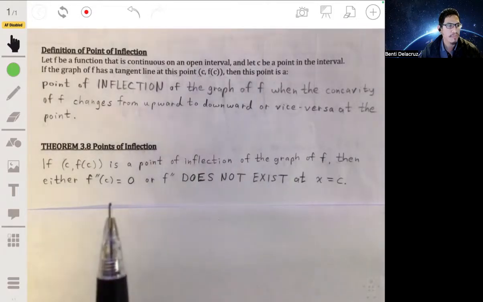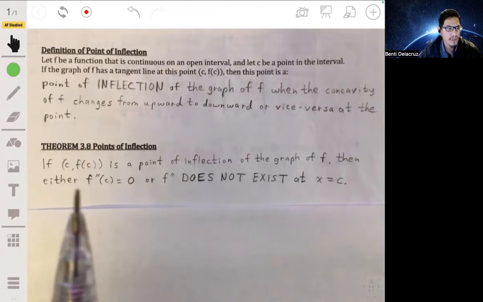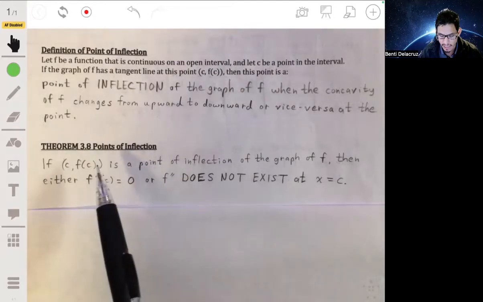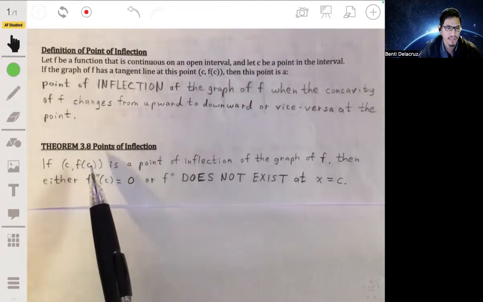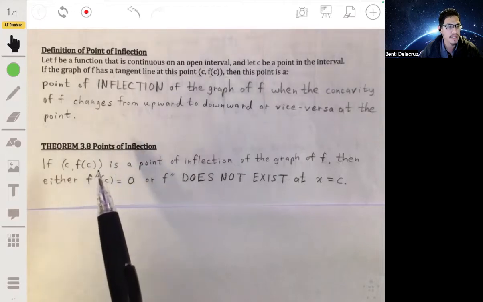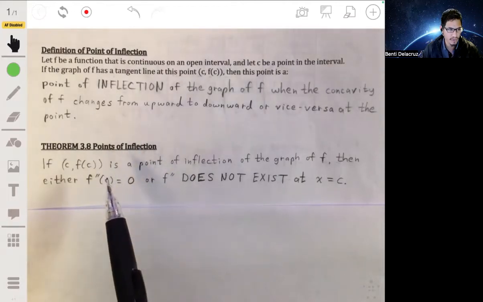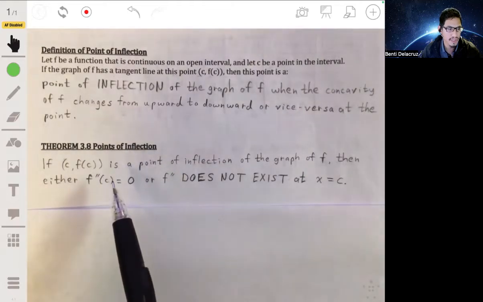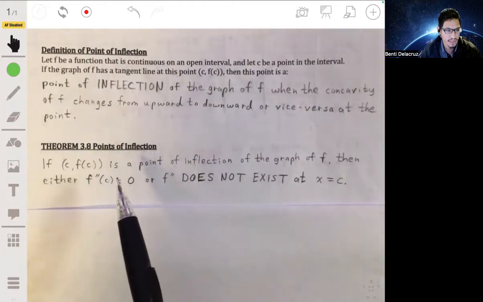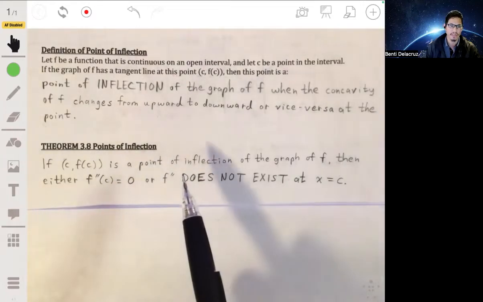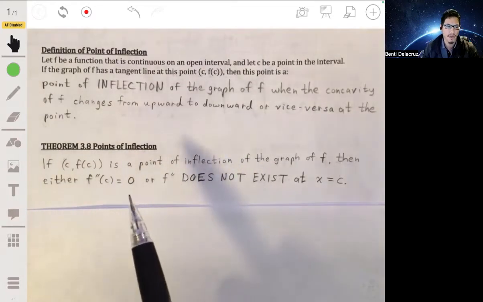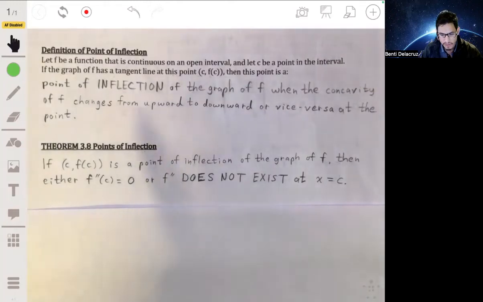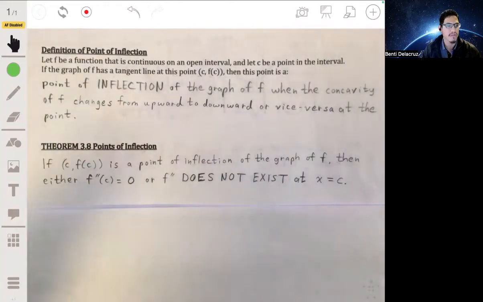And so if we know there's an inflection point, let's say at C comma f of C, then that means that we take the second derivative at that value, f double prime of C, and it's either going to be equal to 0 or it's going to be undefined, or not exist. So we're going to use this to help us find inflection points.